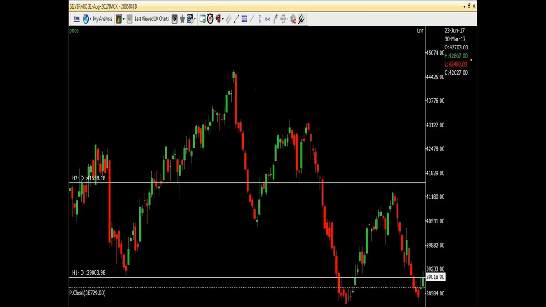Let's look into the silver chart. Talking about silver, you can see on the silver chart that I have drawn two horizontal lines, one at 39,000 and one at 41,000. 39,000 is behaving like a support, and 41,000 has several times behaved like a resistance.